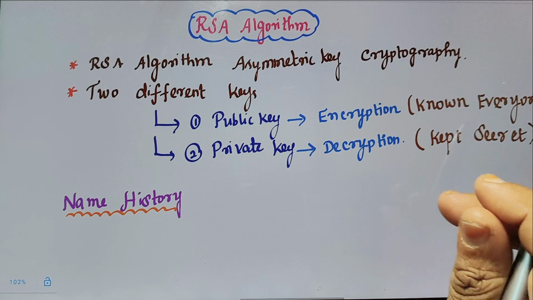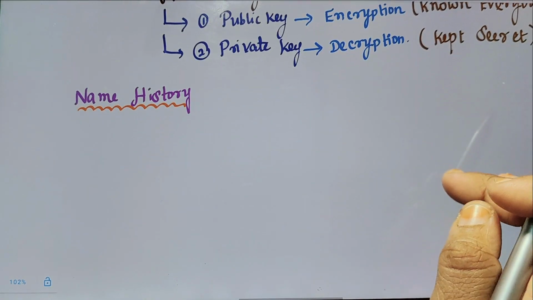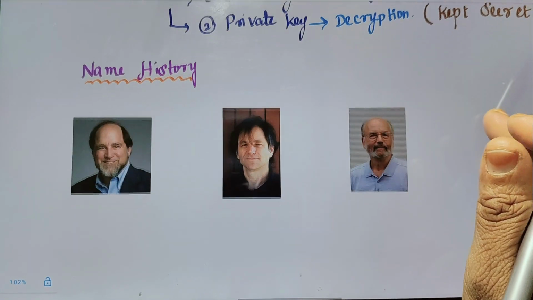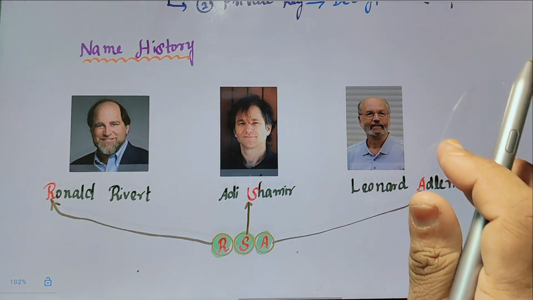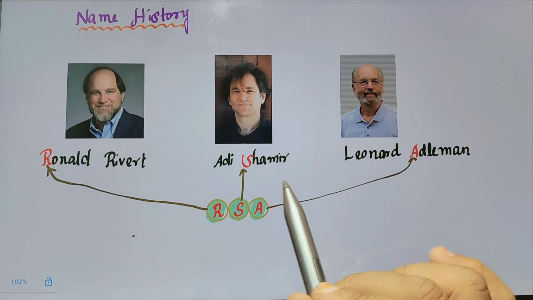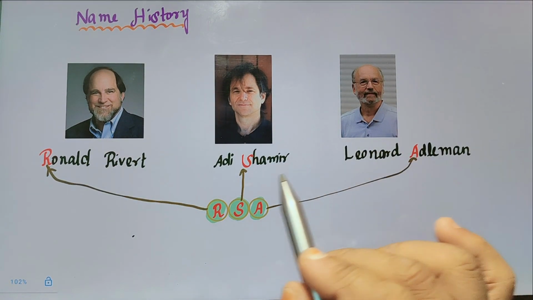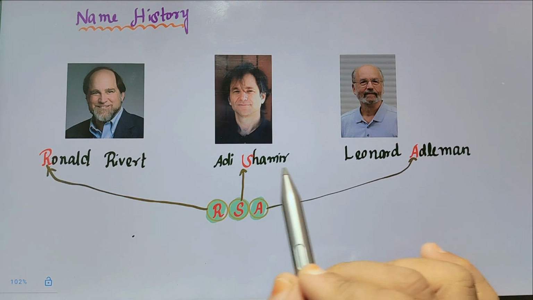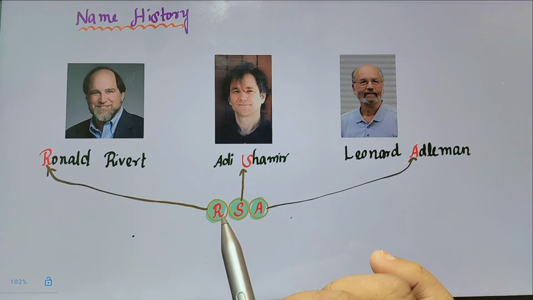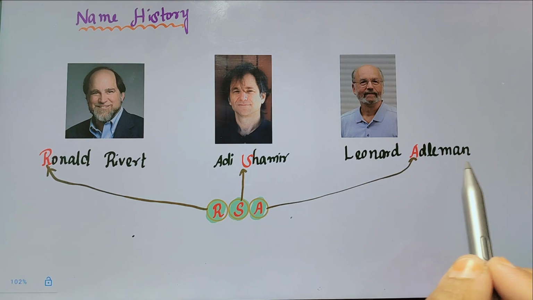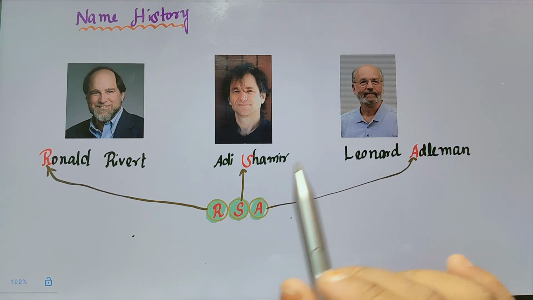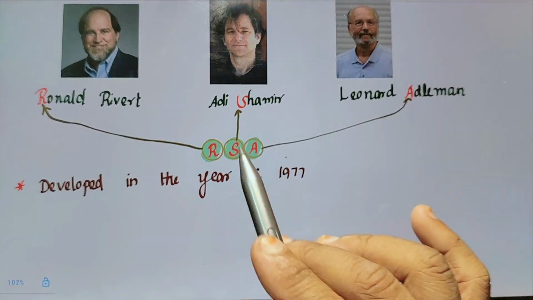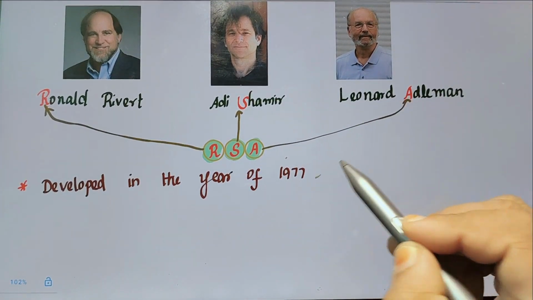Okay, next let us see the history of the RSA algorithm. There are three authors: Ronald Rivest, Adi Shamir, and Leonard Adleman. The first letter of Ronald Rivest is R, Adi Shamir's first letter is S, so R S, and Leonard Adleman's letter is A. So the RSA algorithm was developed in the year 1977.